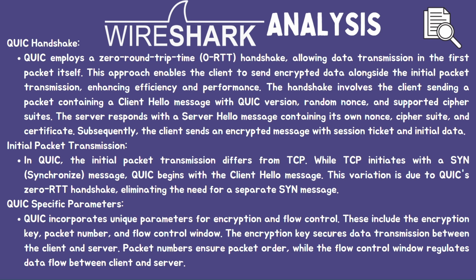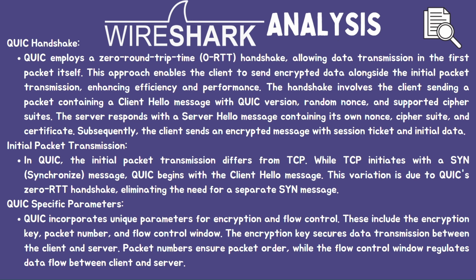Moving on to the next, other QUIC specific parameters. QUIC has several unique parameters that are used for encryption and flow control. These parameters include the encryption level, packet number, and flow control window. The encryption level is used to encrypt and decrypt the data sent between the client and the server. The packet number is used to ensure that the packets are received in order. The flow control window is used to regulate the flow of the data between the client and the server.